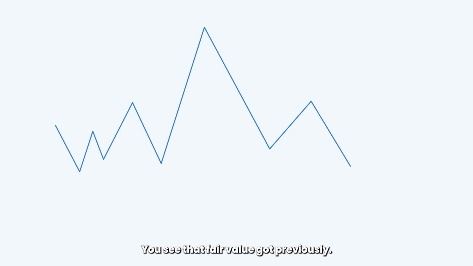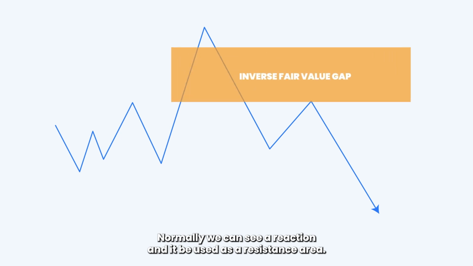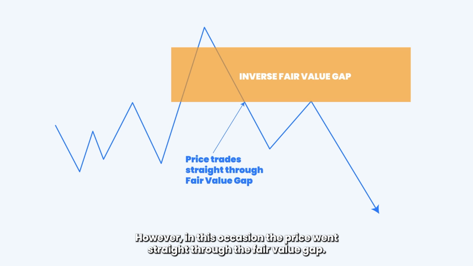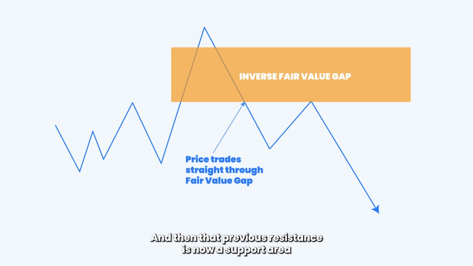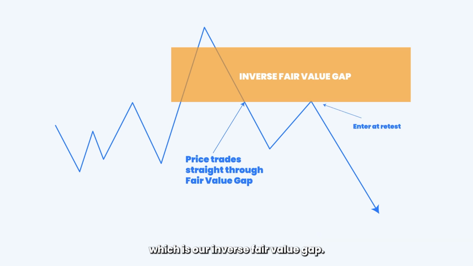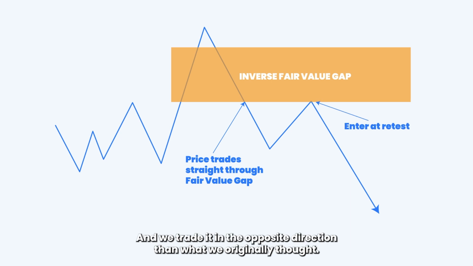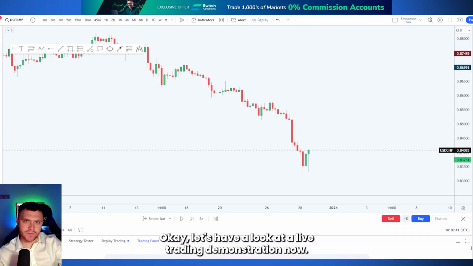Exactly the same for the bearish example. You see that fair value gap previously. Normally we can see a reaction and it be used as a resistance area. However, on this occasion, the price went straight through the fair value gap, and then that previous resistance is now a support area, which is our inverse fair value gap, and we trade it in the opposite direction than what we originally thought.